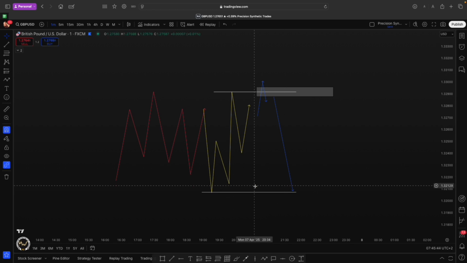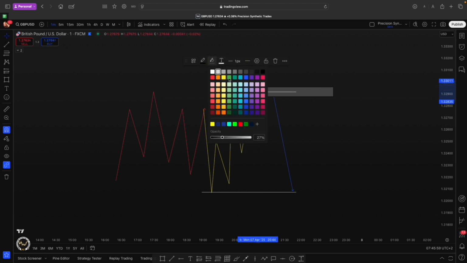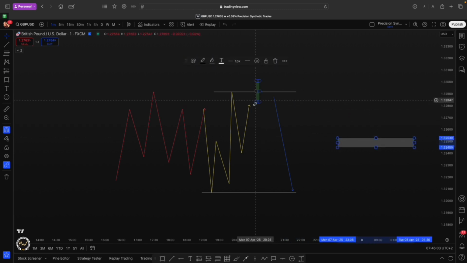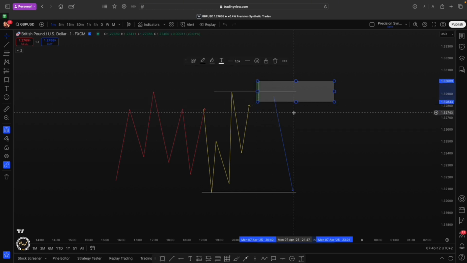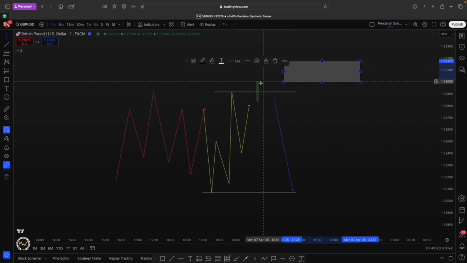And it's going to work vice versa. So let's just say, for example, this was your candle that broke out. Let's just change the color. This was your candle that broke out, this one here. We are going to draw our rectangle on that candle. And then we want to wait for price to break back down. And then we're going to target the low of the ORB. Exactly the same, vice versa.